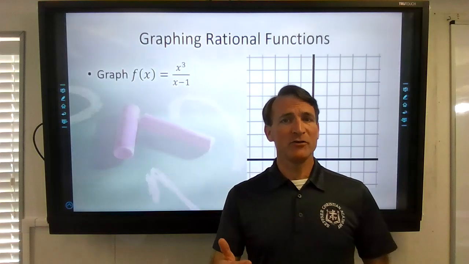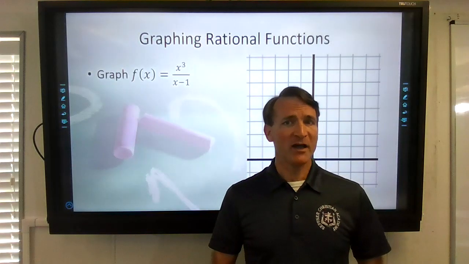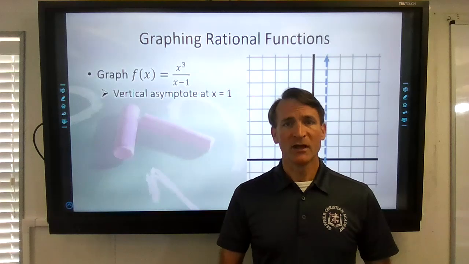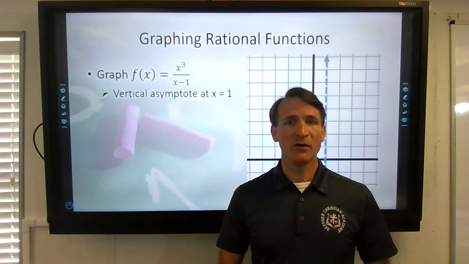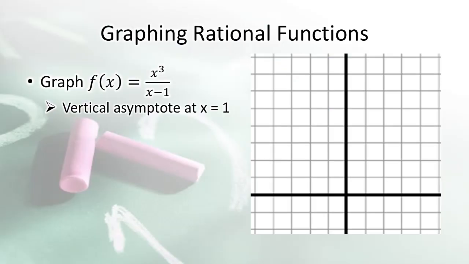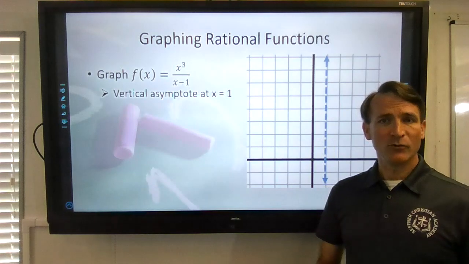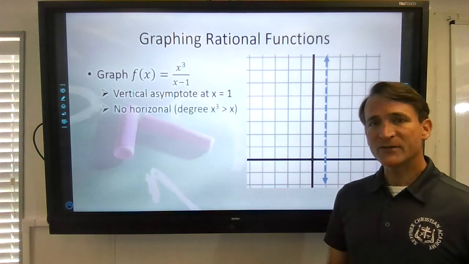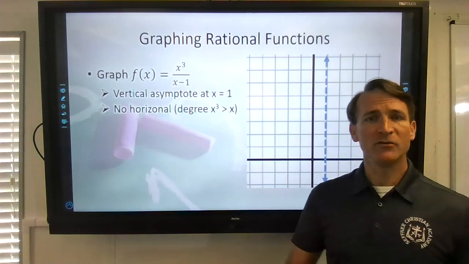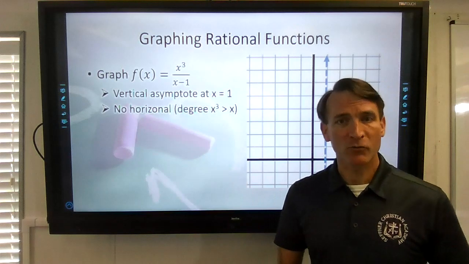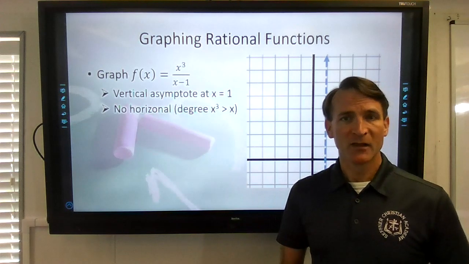So since the degree of my numerator is greater than that of my denominator, it tells me that there are no horizontal asymptotes. However, I do have a vertical asymptote, and that vertical asymptote is located when x is equal to 1. If I were to plug in a 1 for my x value, I would get 0 in the denominator. So I do have a vertical asymptote at x equals 1. Horizontal asymptotes, none, because my degree in the numerator is greater than that in the denominator. So no worries about graphing the horizontal asymptotes.